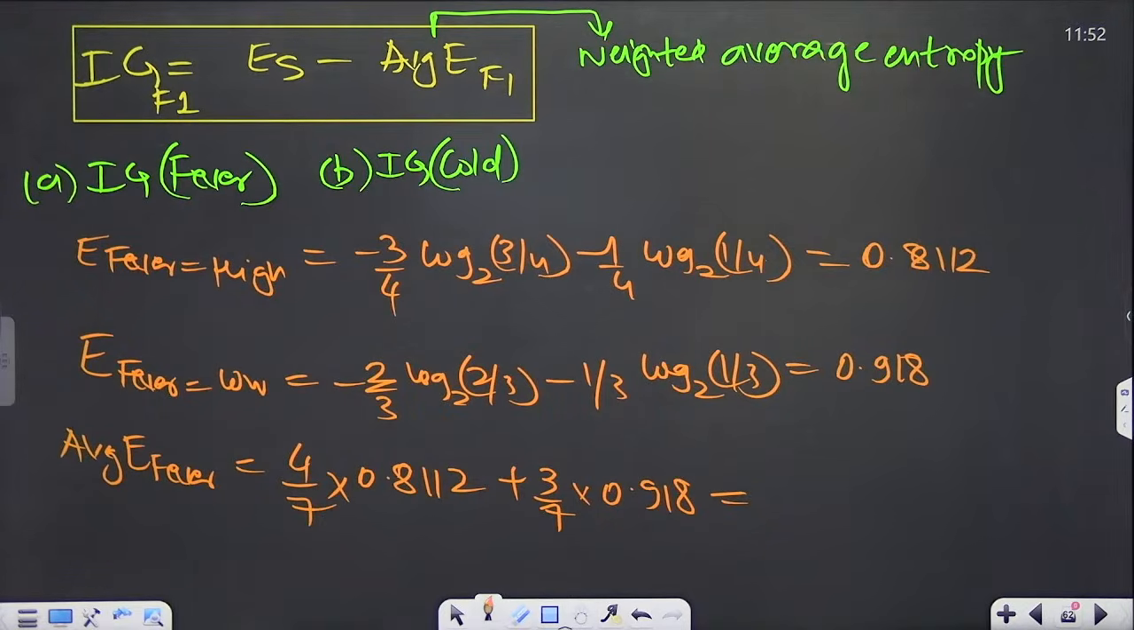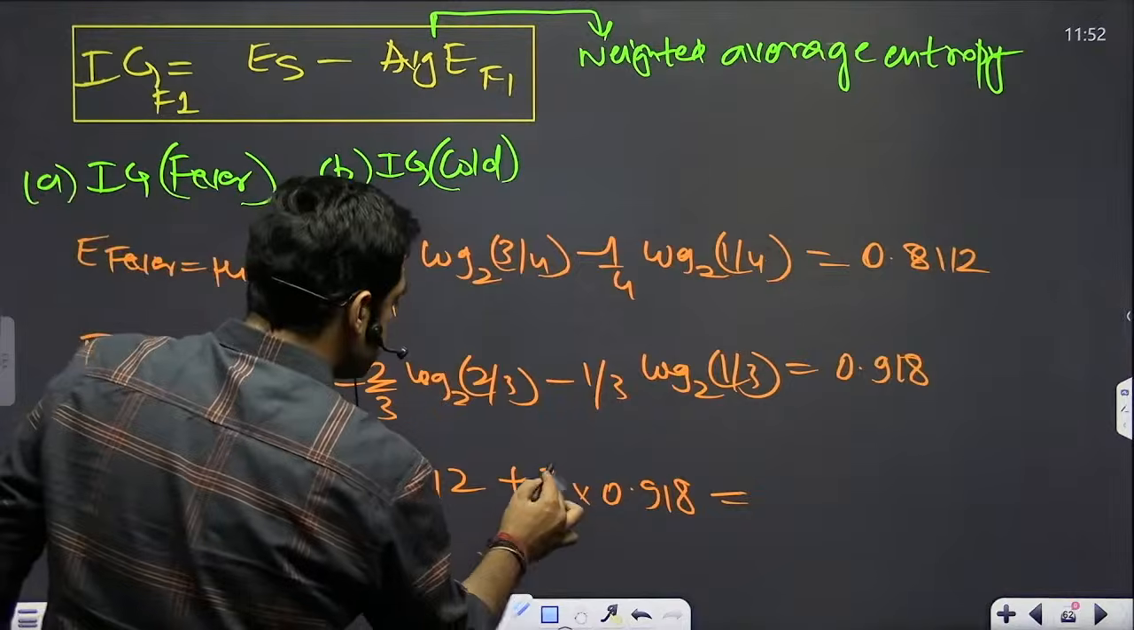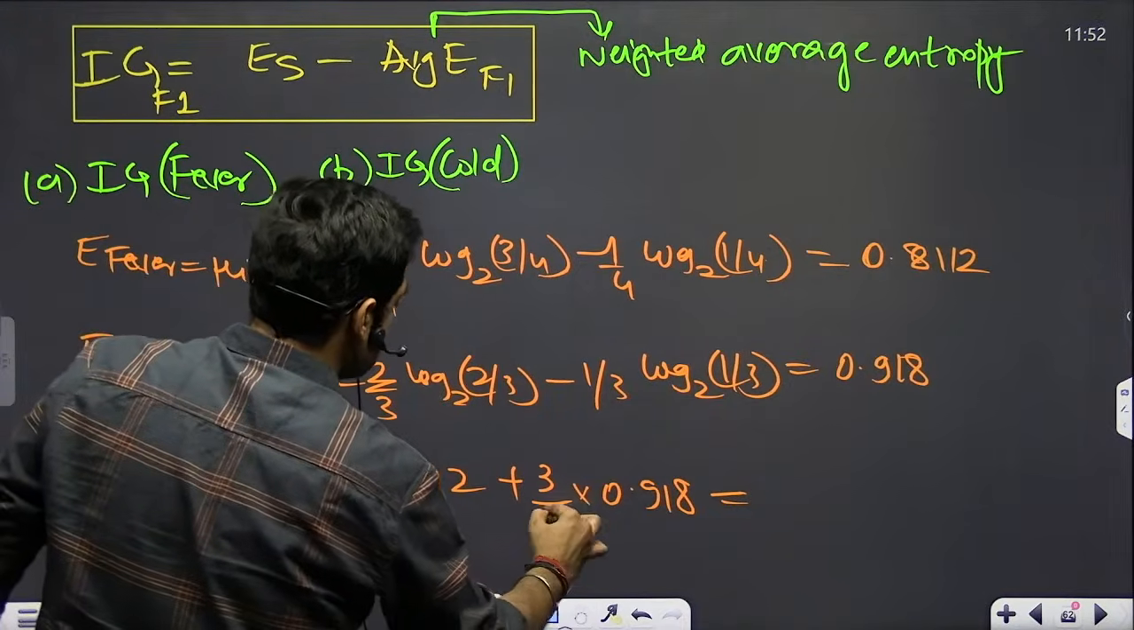It would be, yes, it is 3 by 7 only. I think actually you are getting it wrong, no? This is 3 by 7. Correct.